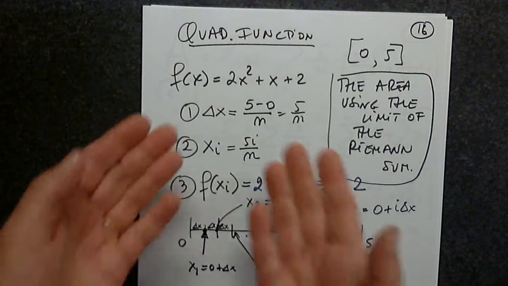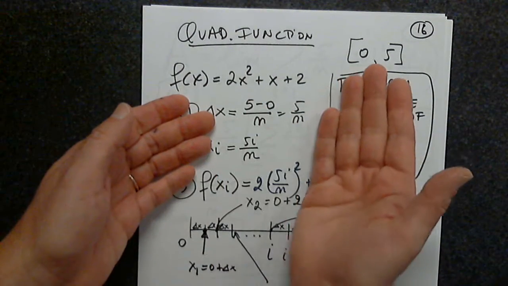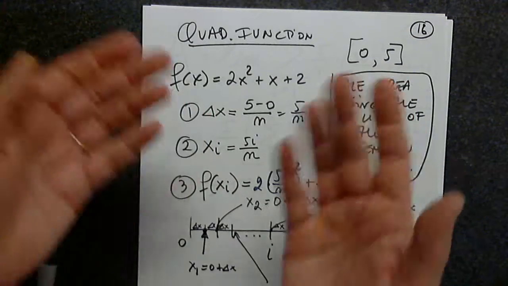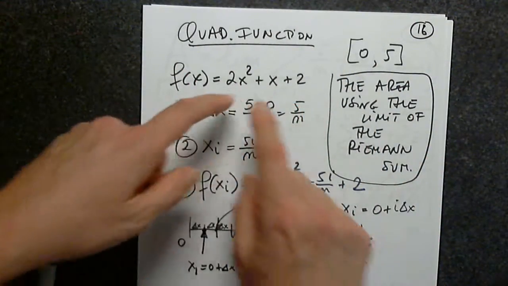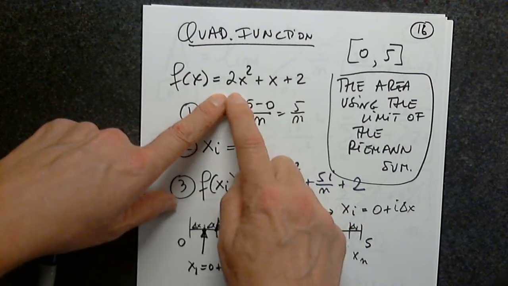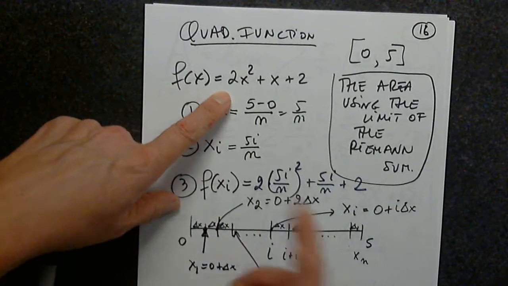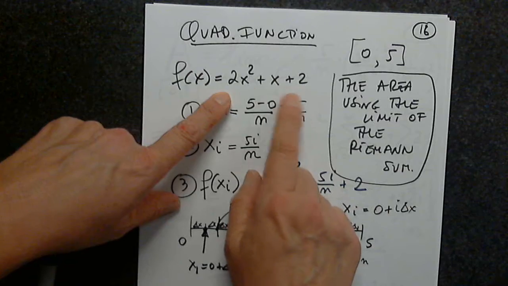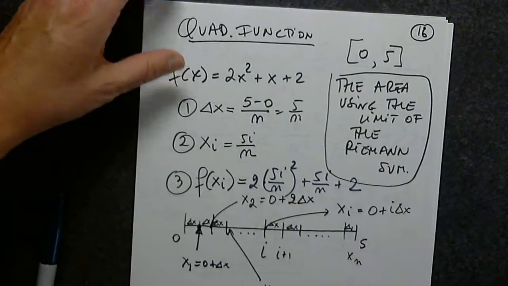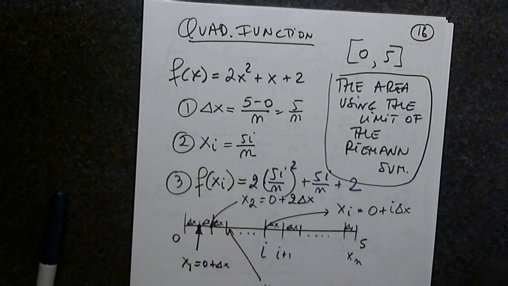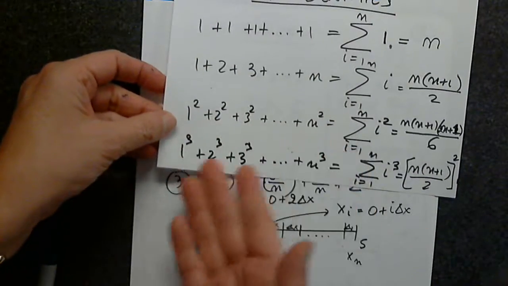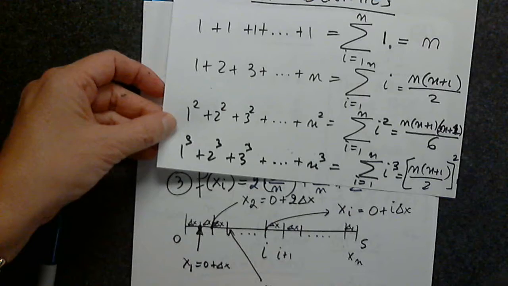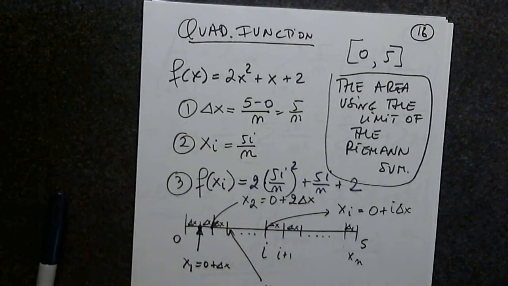Okay, we are given a function, we are given an interval, and we are asked to find the exact area using the limit of the Riemann sum. We can use these steps only for quadratic, linear, and cubic. Why? Because that's all we know. We don't have other formulas. We have them for linear, for quadratic, and for cubic. There is nothing else we can determine.